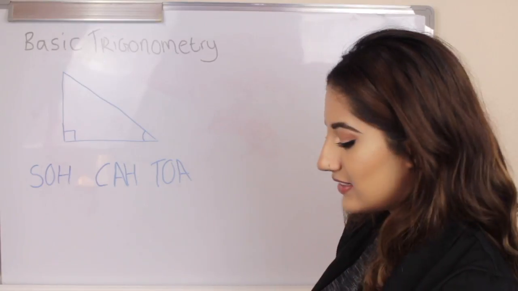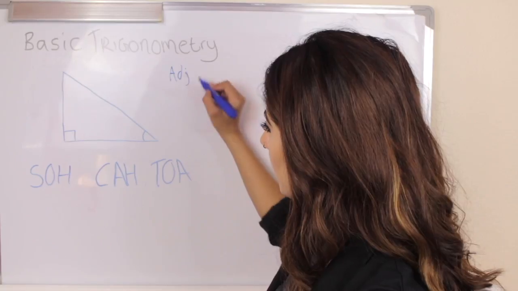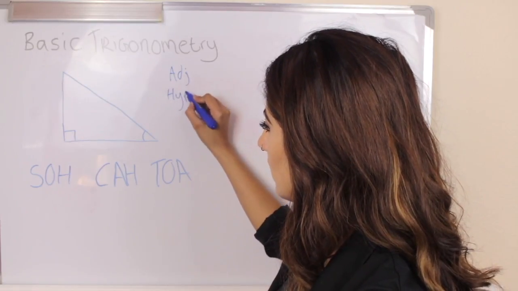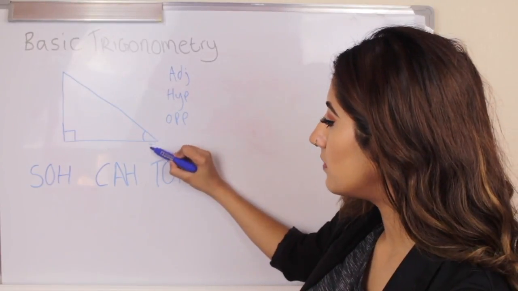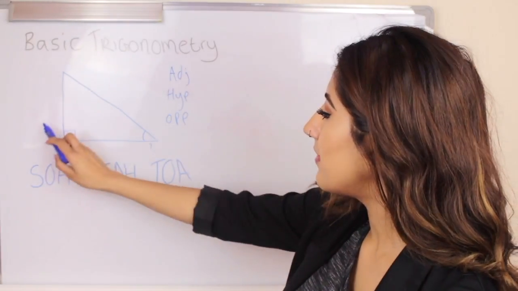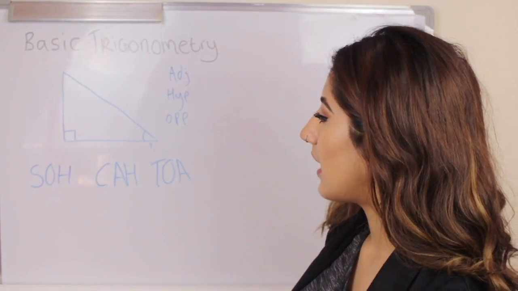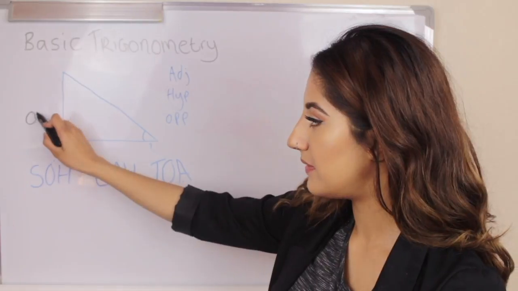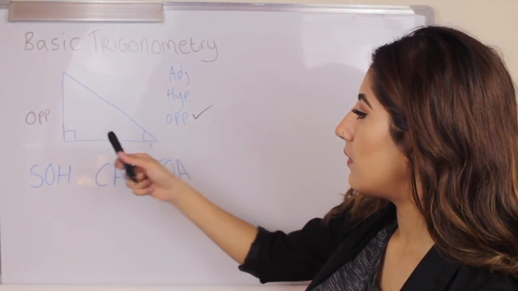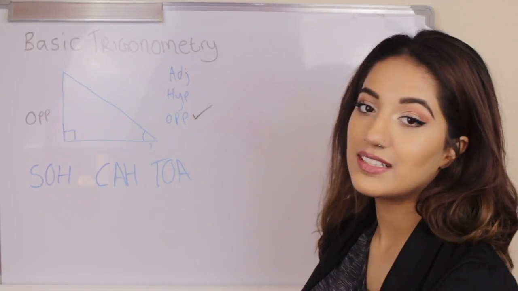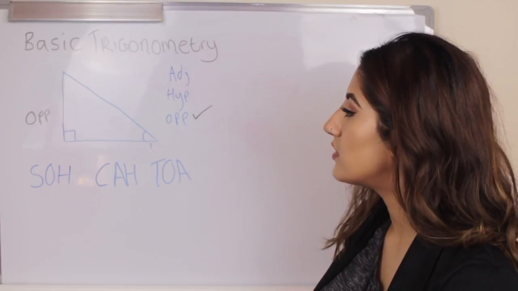Step one is to identify which side is the adjacent, which side is the hypotenuse, and which side is the opposite. Here is the angle that we're working out. The side that's opposite the angle is this side over here, so that side must be the opposite. Right, so we've ticked off the opposite. Now we've figured out which side the opposite is, hypotenuse next.